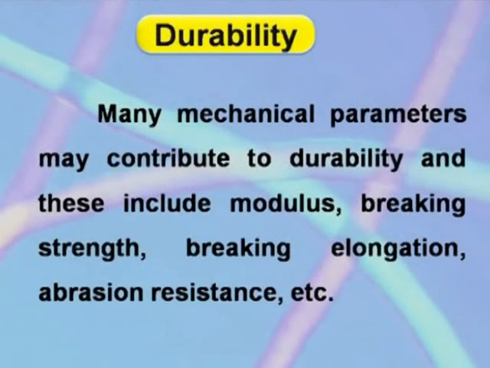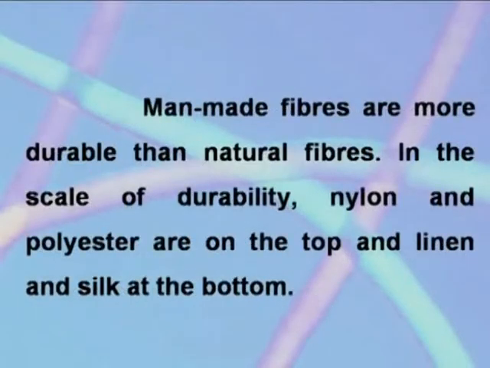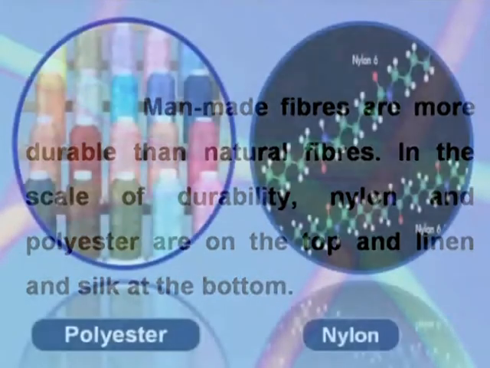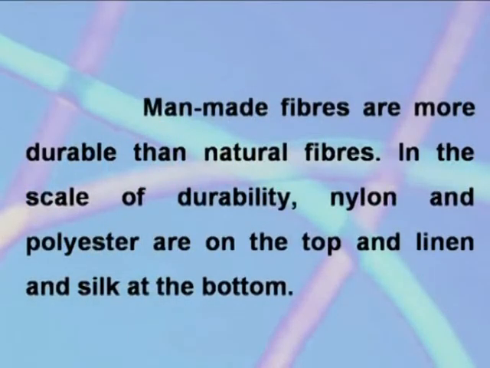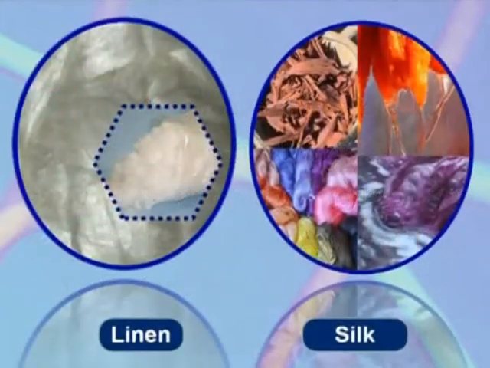Durability. Many mechanical parameters may contribute to durability, and these include modulus, breaking strength, breaking elongation, abrasion resistance, etc. Man-made fibers are more durable than natural fibers. In the case of durability, nylon and polyester are on the top and linen and silk at the bottom.